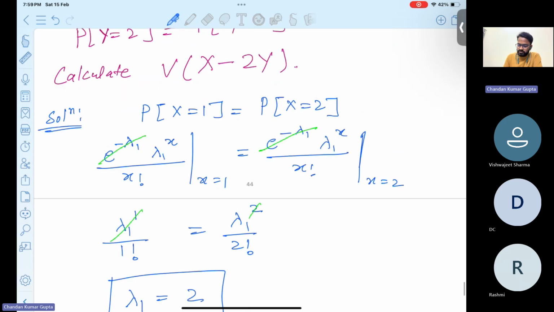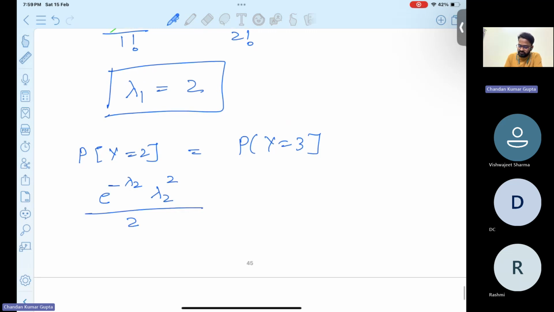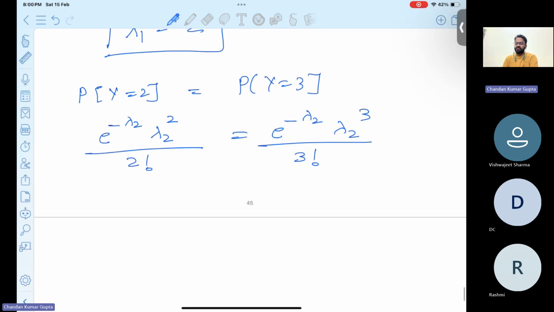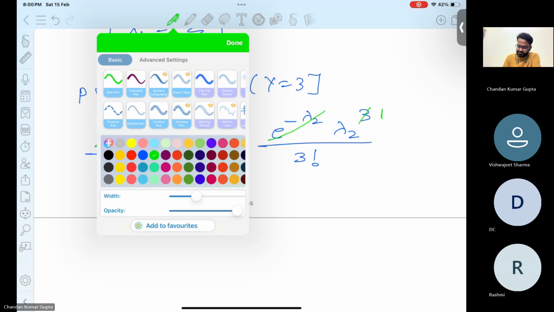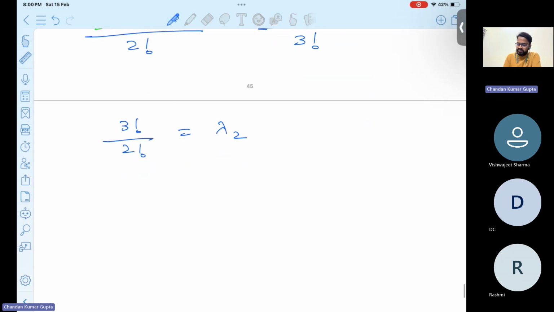In a similar manner, we also have probability Y equal to 2 and Y equal to 3. It is given that probability that Y equal to 2 equals probability that Y equal to 3. This means e to the power minus lambda 2, lambda 2 to the power 2 upon 2 factorial equals e to the power minus lambda 2, lambda 2 to the power 3 upon 3 factorial. Again it got cancelled, and lambda 2 squared and lambda 2 cubed are there, so this got cancelled. This implies 3 factorial upon 2 factorial equals lambda 2. 3 factorial is 6, 2 factorial is 2, so lambda 2 comes out to be 3.